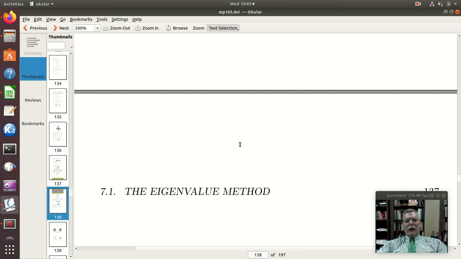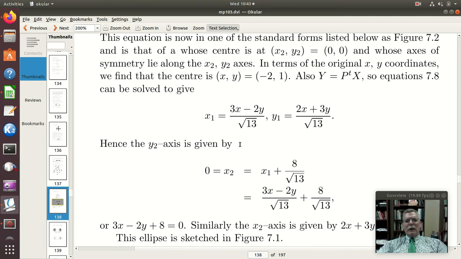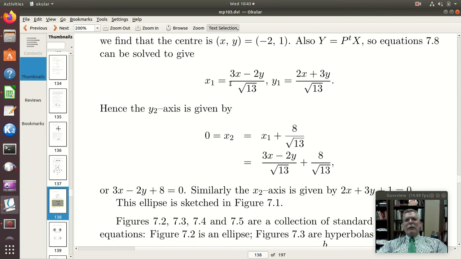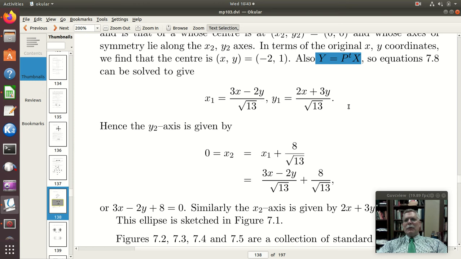So let's go back down and look at what they have here. Notice here they have x1 and y1 in terms of x and y. So they've taken y equals p transpose x. Okay, so they did that. And then similarly, they had x2 in terms of x1. Okay, so they're just doing inverses, right?